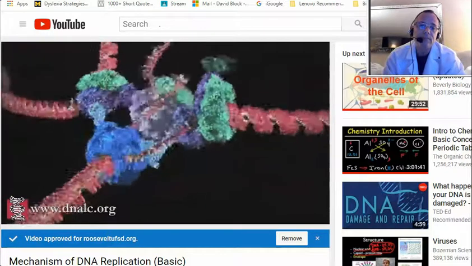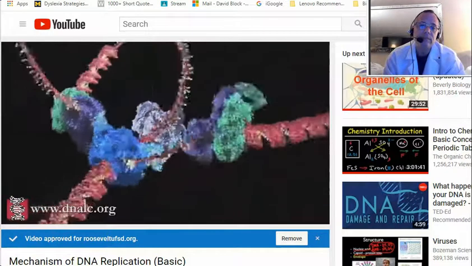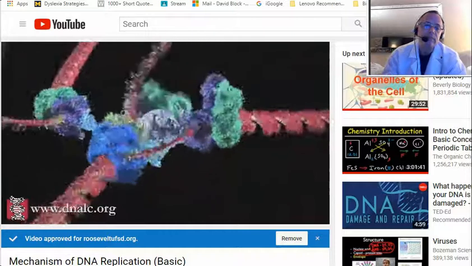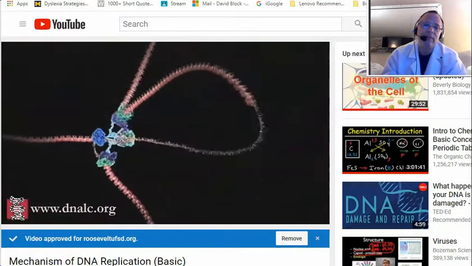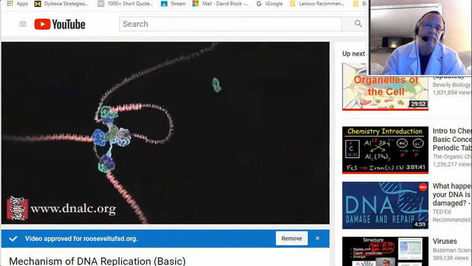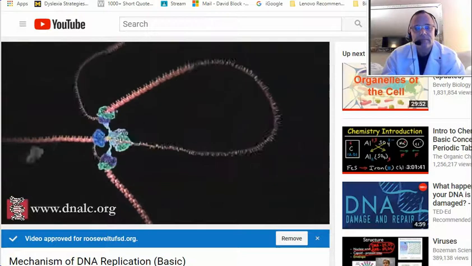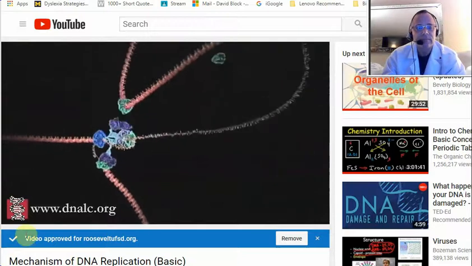Things are not so simple for the other strand because it must be copied backwards. It is drawn out repeatedly in loops and copied one section at a time. The end result is two new DNA molecules.